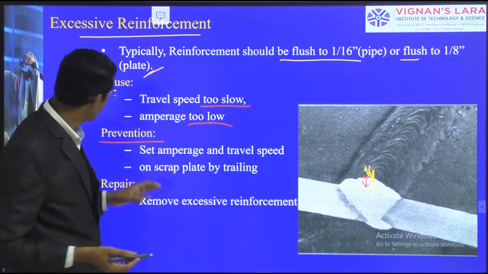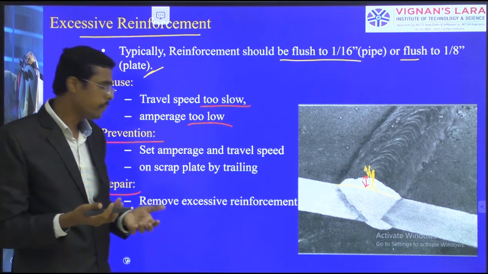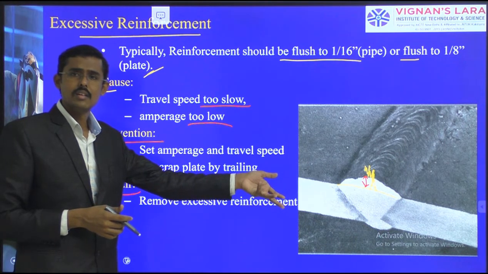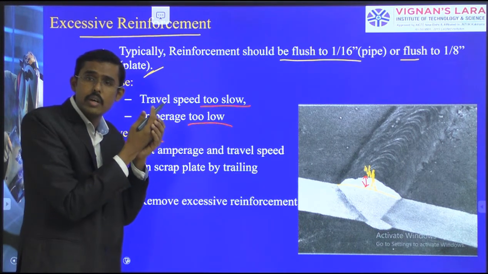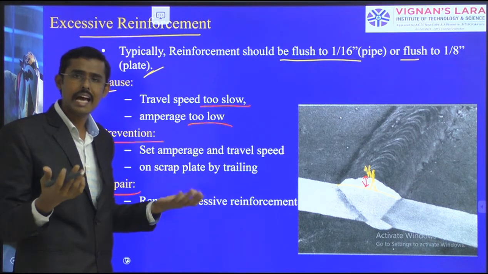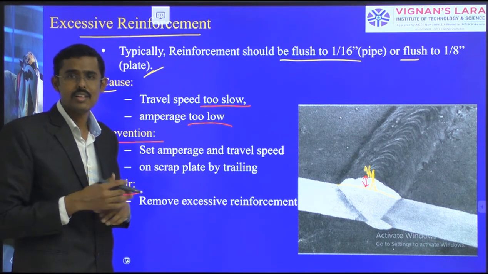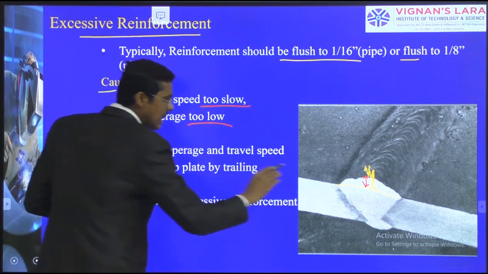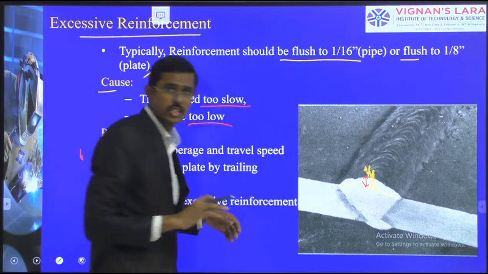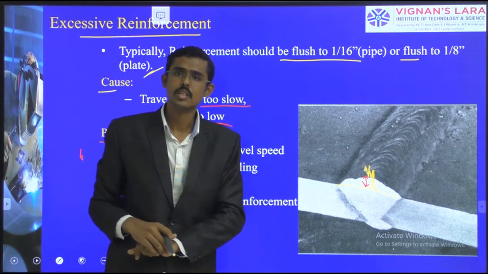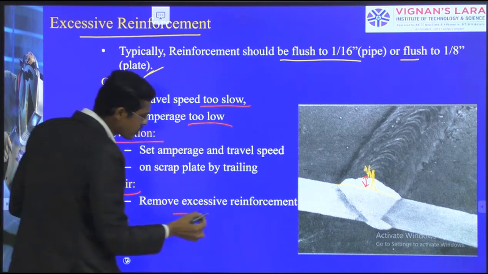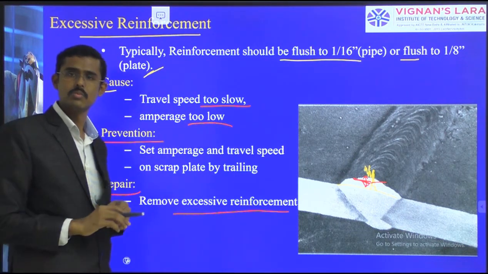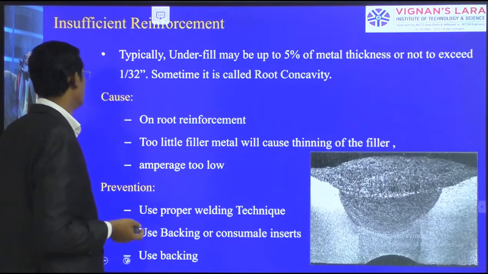Repair. Prevention is how this should not be done. Repairing: okay, it happened, so we should repair. Rather than that, prevention is preferable. Otherwise, if it has happened, we should repair those things. For that, we cannot reject. Welding rejection is costly. We grind and remove this top flush and then we use it. So that repairing we should do. We remove excess reinforcement, these things we remove. Grinding operations we do, and then we can use it. That is how we can utilize this.